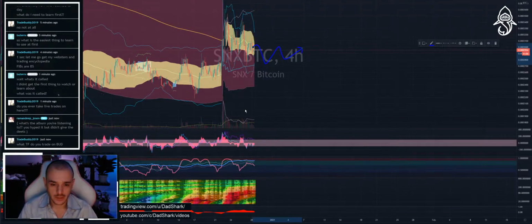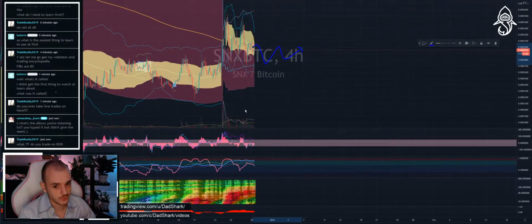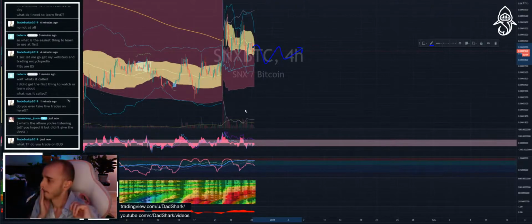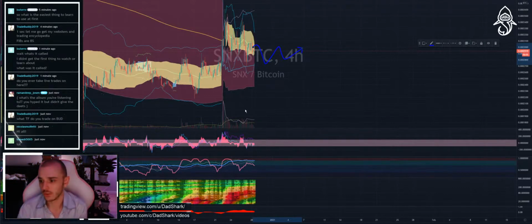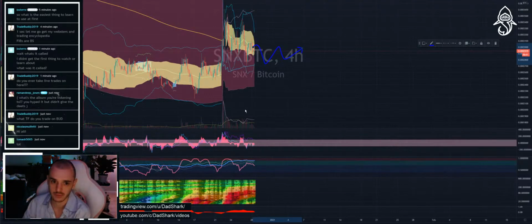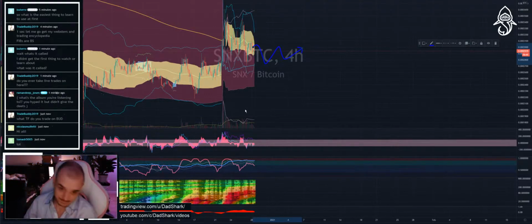Do you ever take live trades on here? Yes, I do. One thing I'll do is I'll load up multi-charts on the left half of my screen, and I will load up Teamfight Tactics or Terraria on the other side of my screen. And I'll just play video games while I wait for my trade to open. If that sounds fun, give me a follow.